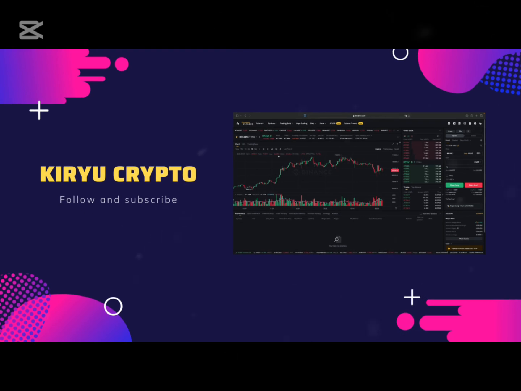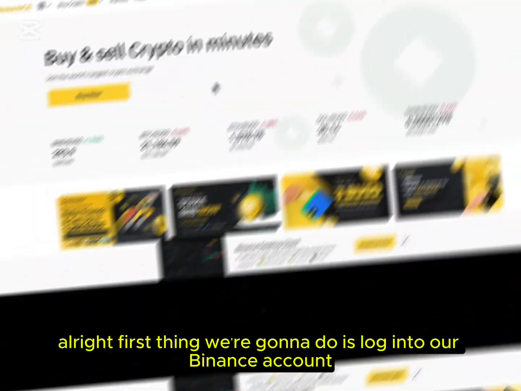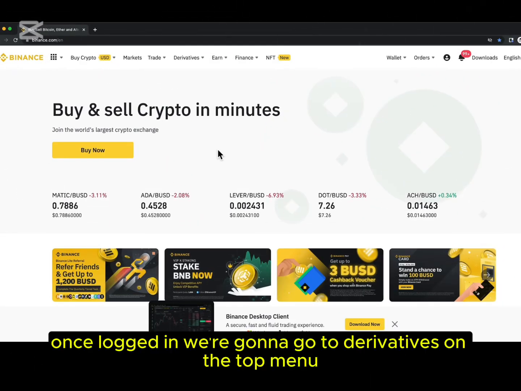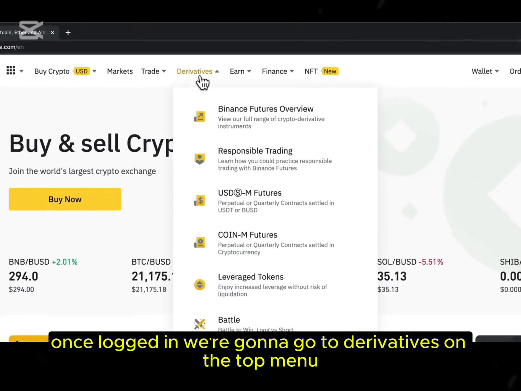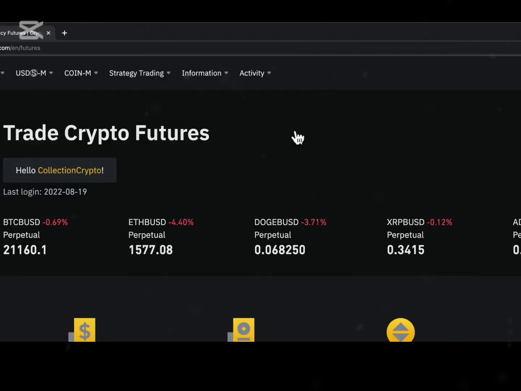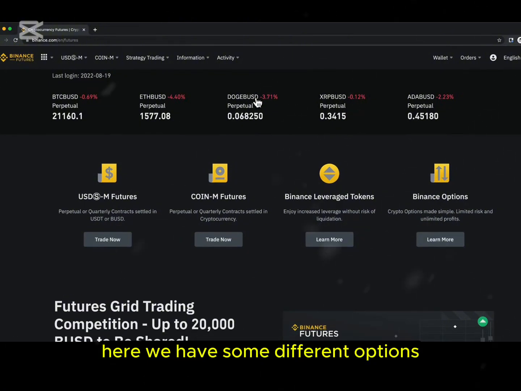To start, first thing we're going to do is log into our Binance account. Once logged in, we're going to go to Derivatives on the top menu and click on Binance Futures Overview. Here we have some different options.